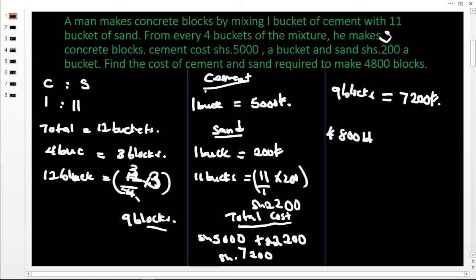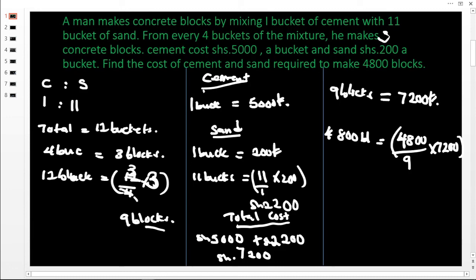So 4,800 blocks. It will be now 4,800 over 9 times 7,200. So 4,800 over 9 times 7,200 gives us 3,840,000 shillings. Therefore 4,800 blocks cost the man 3,840,000 shillings. However, we can get another approach, but this has been the simplest approach to understand to solve this number.